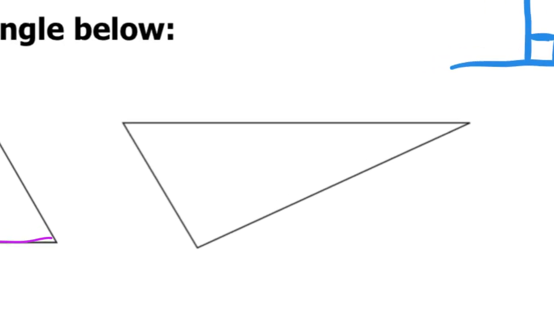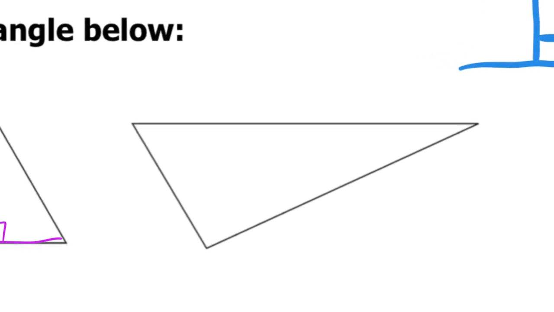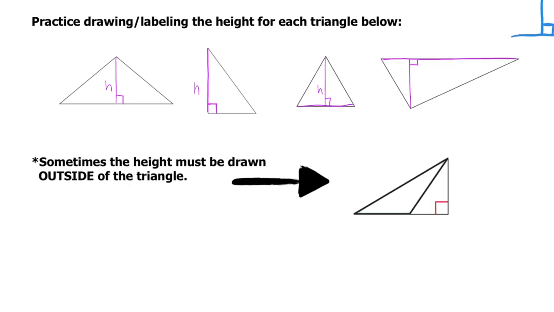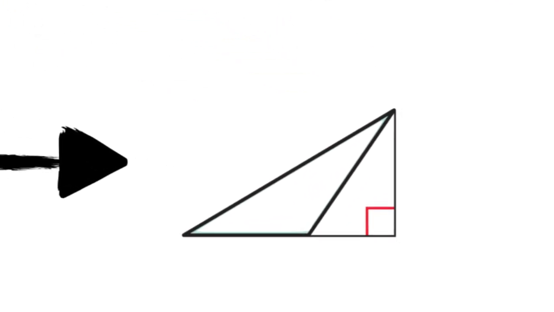And then here's an example where the base is not actually on the bottom. In this triangle, I would probably use this top side as the base, and I would draw my height in like this. Now you can really use any side as the base as long as you make a height that is perpendicular to it. And then sometimes the height really should be drawn outside of the triangle.